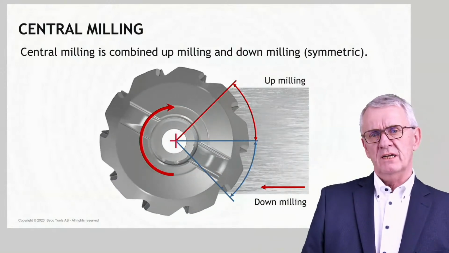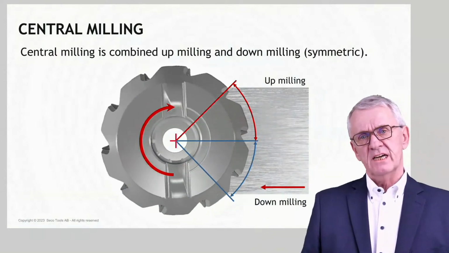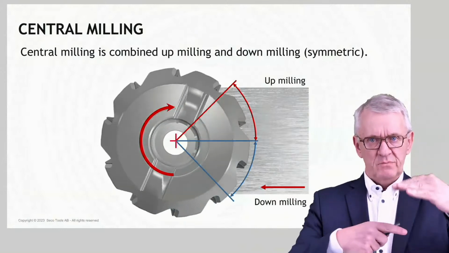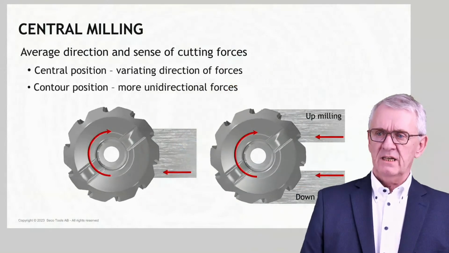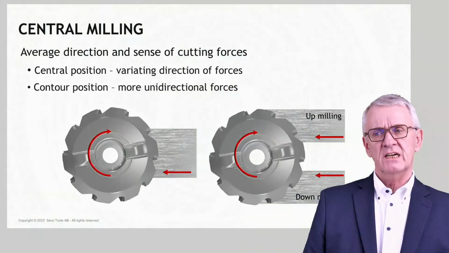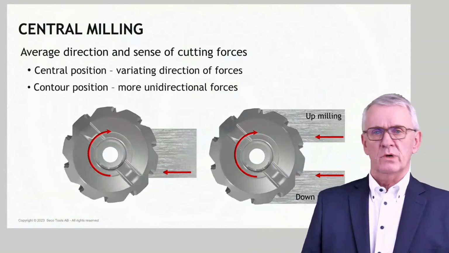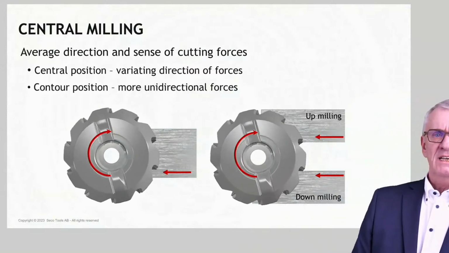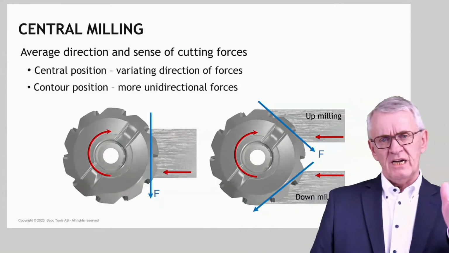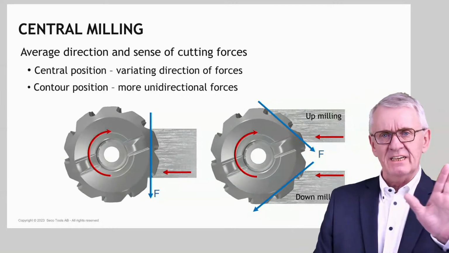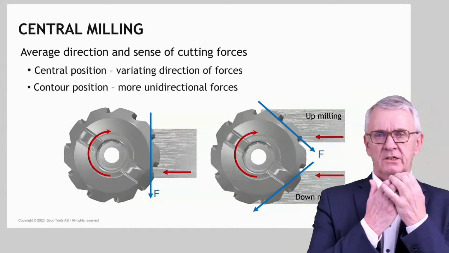Now, honestly, this central milling, where you have a part up milling and a part down milling, and true central milling is that it's symmetrical, that the up milling part and the down milling part of a milling cutter are of the same dimension, is very unfavorable. Let me try to illustrate that. Imagine you have central milling to the left, and to the right you have either up milling or down milling, whichever one you use. In central milling, part of the time the milling cutter is pushing the workpiece ahead of it, and part of the time it's pulling the workpiece towards the milling cutter.